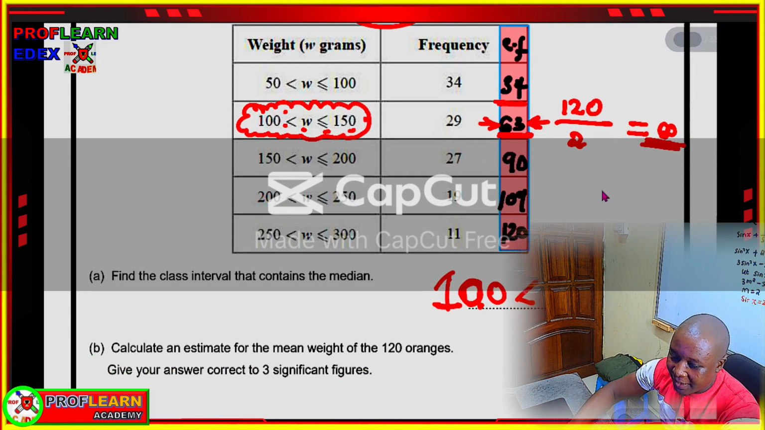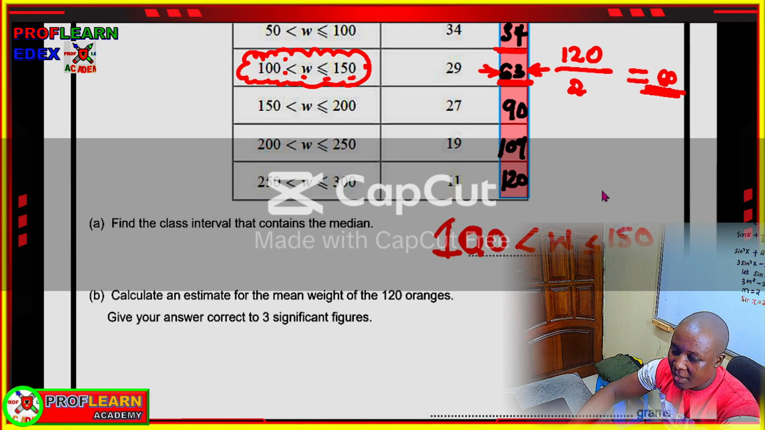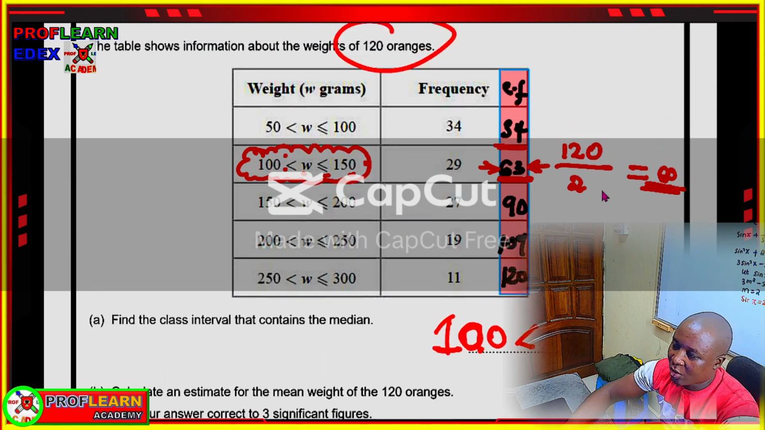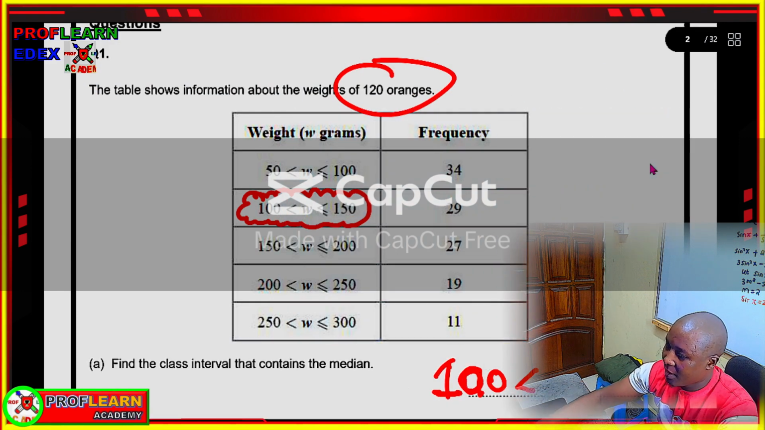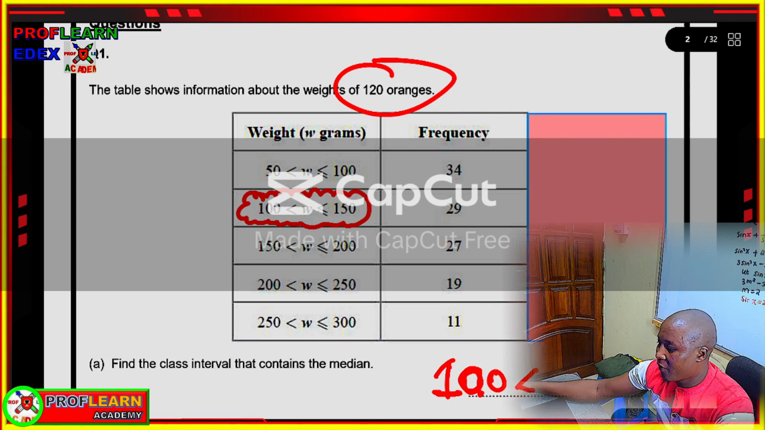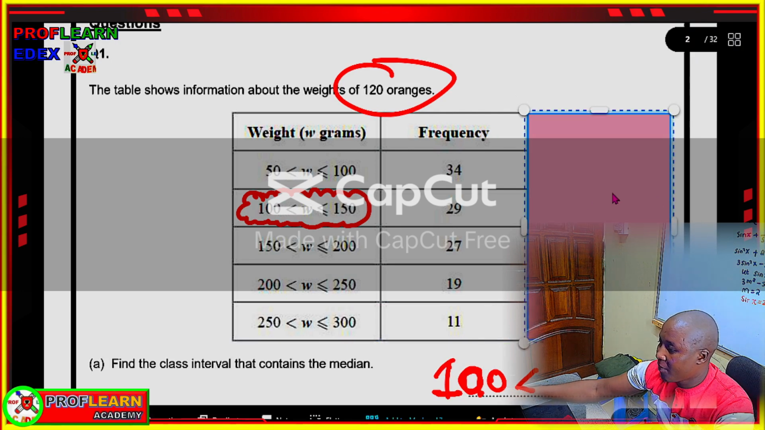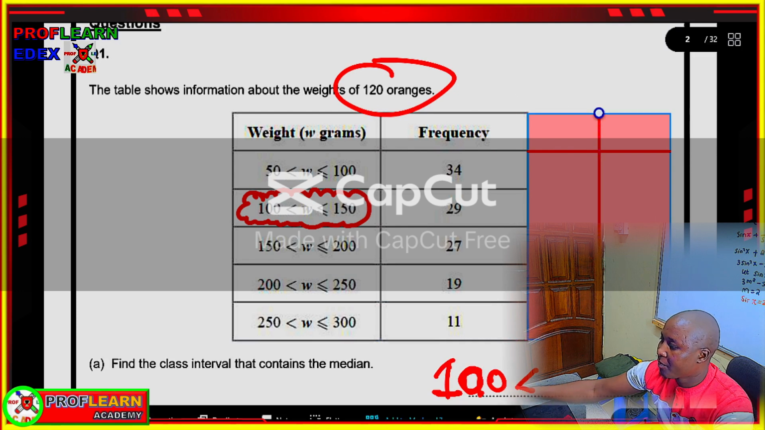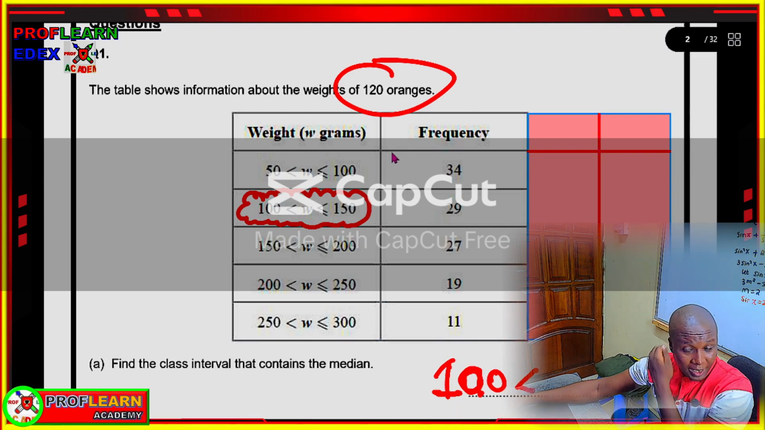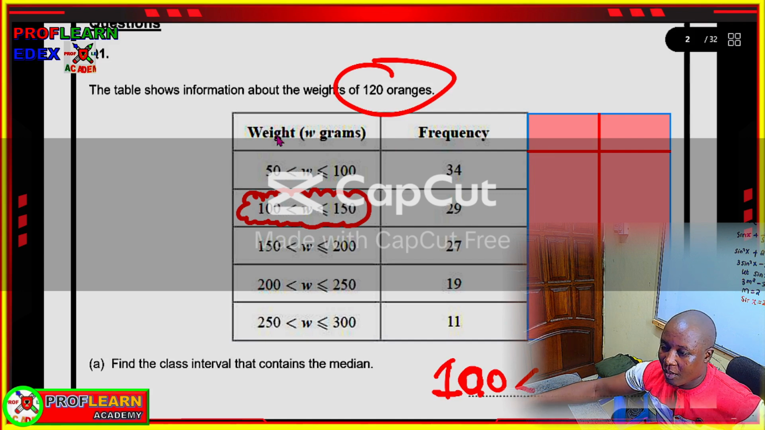Then the next question: calculate an estimate of the mean of the 120. So if you are asked to work out the mean, what are you supposed to do in order to get the mean in this kind of question? What we're going to do is first find the midpoint. We are going to find the value of x, and then we shall find fx.